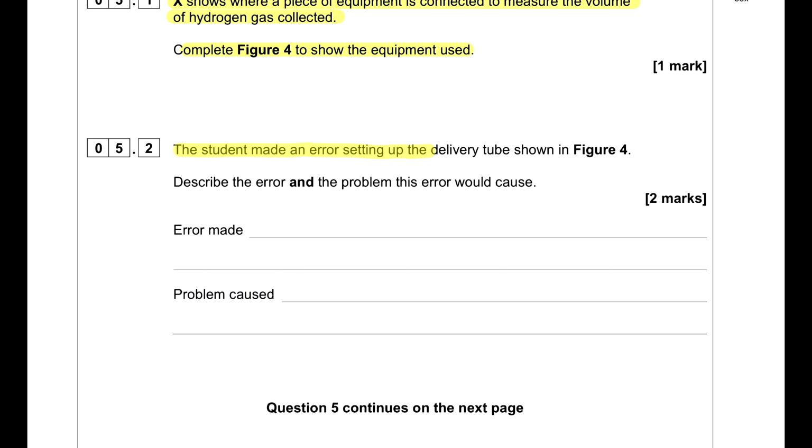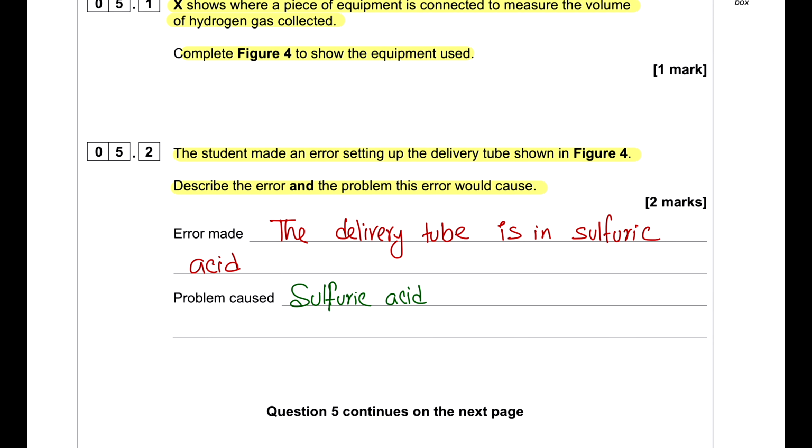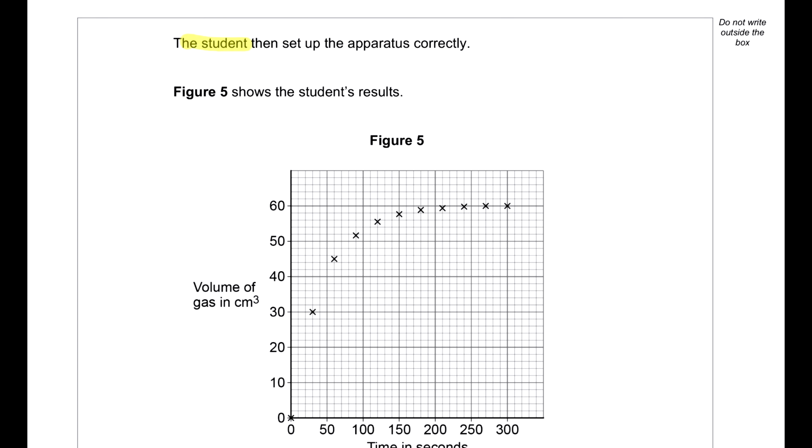The student made an error setting up the delivery tube shown in figure 4. Describe the error and the problem this error would cause. So we already detected the error. The error was the delivery tube was in the sulfuric acid. And the problem that it would cause is that the sulfuric acid will travel up the tube, so gas will not be collected. The student then set up the apparatus correctly.